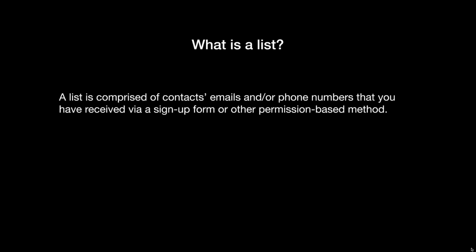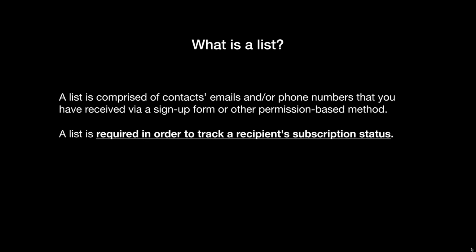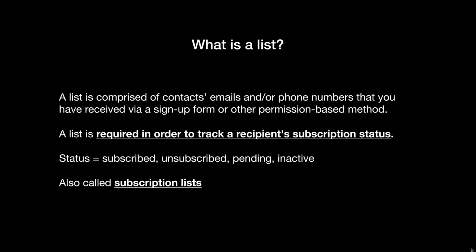A list is going to be your contacts, emails, and phone numbers that you've received from a sign-up form or other permission-based method, and it's required in order to track a recipient's subscription status, such as if they're subscribed, unsubscribed, pending, or inactive. What this is also called is a subscription list. So sometimes we'll just say a list, or might say subscription list.